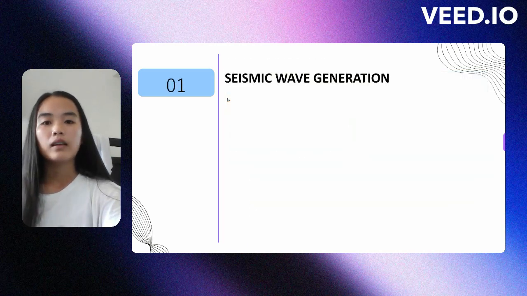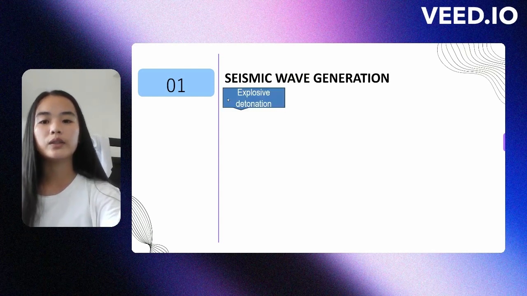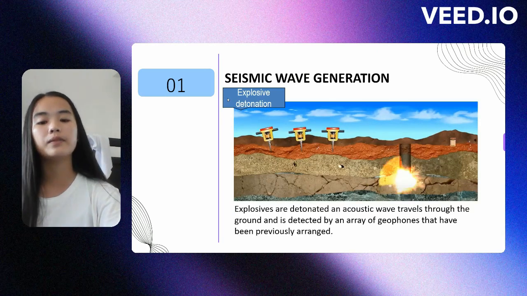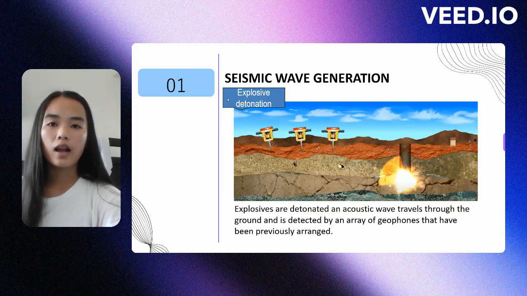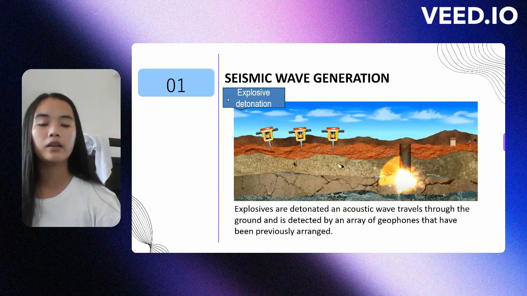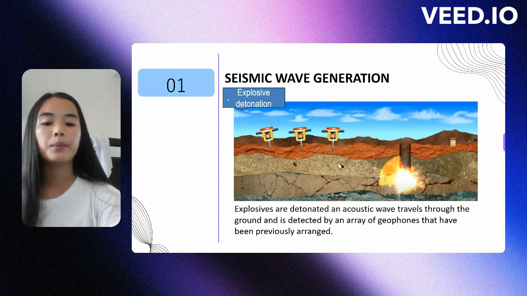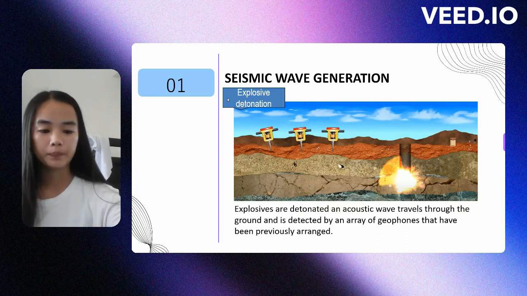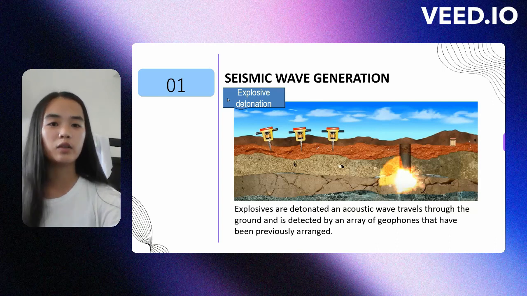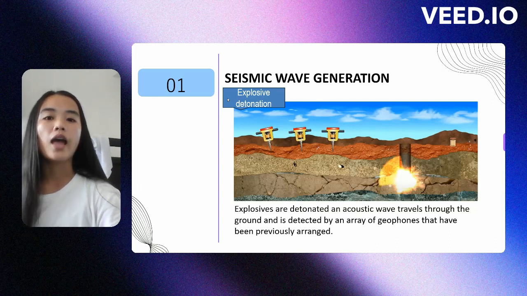Sometimes, instead of using vibroseis, explorers will use an explosive like dynamite to create the source wave. Explosives are detonated, and an acoustic wave travels through the ground and is detected by an array of geophones that have been previously arranged.